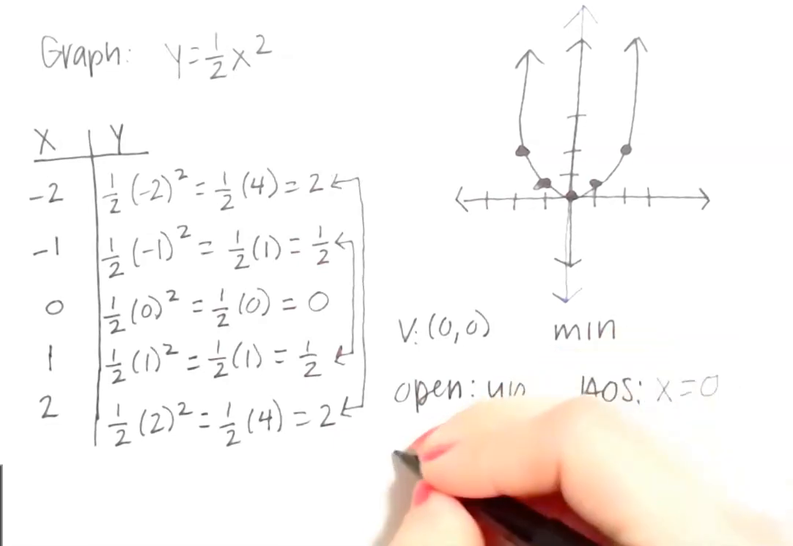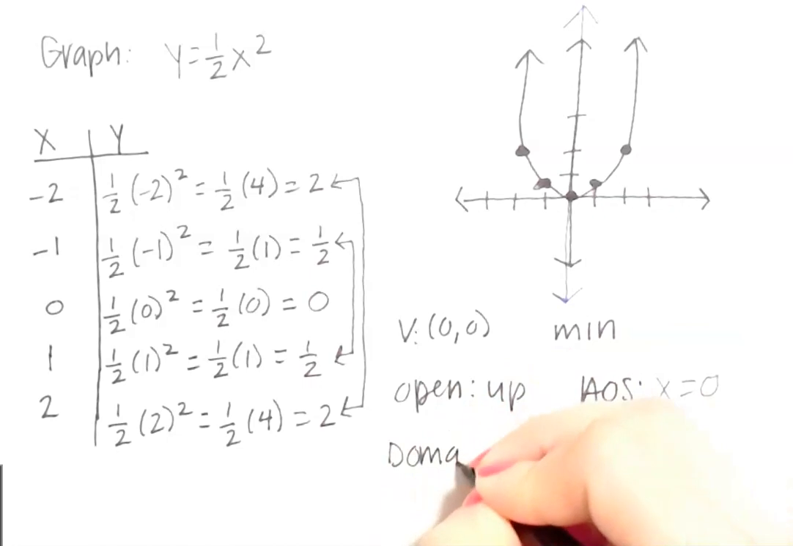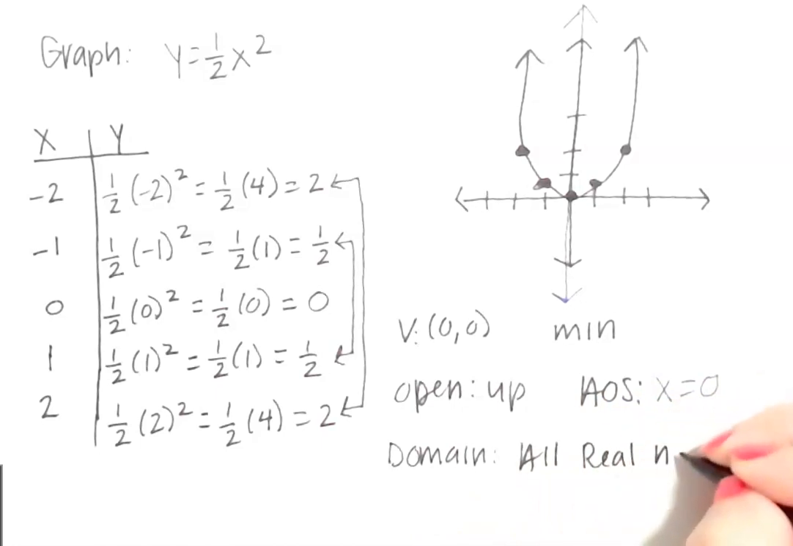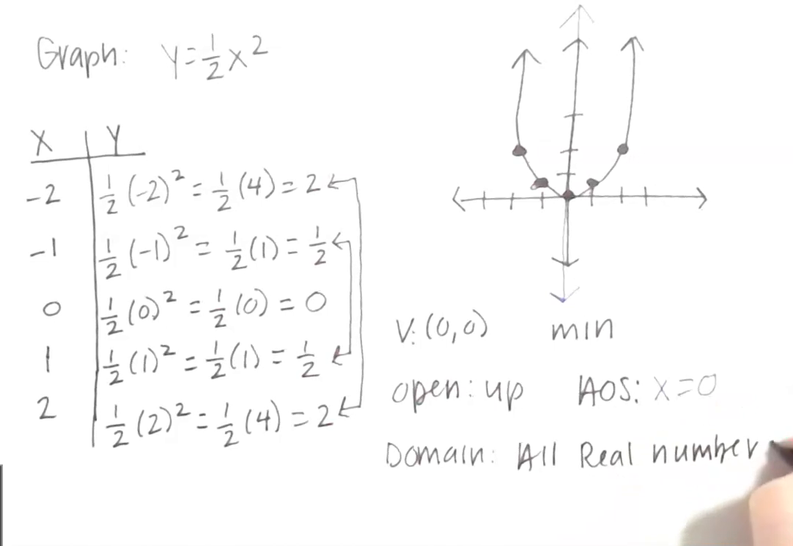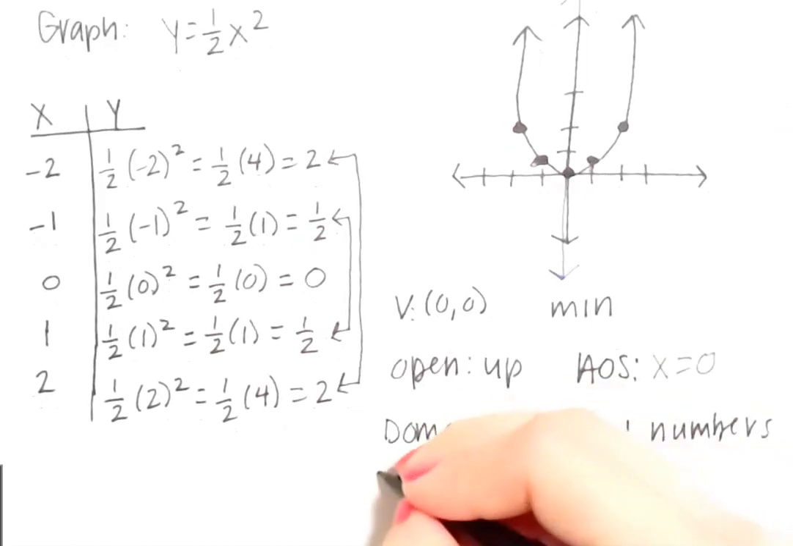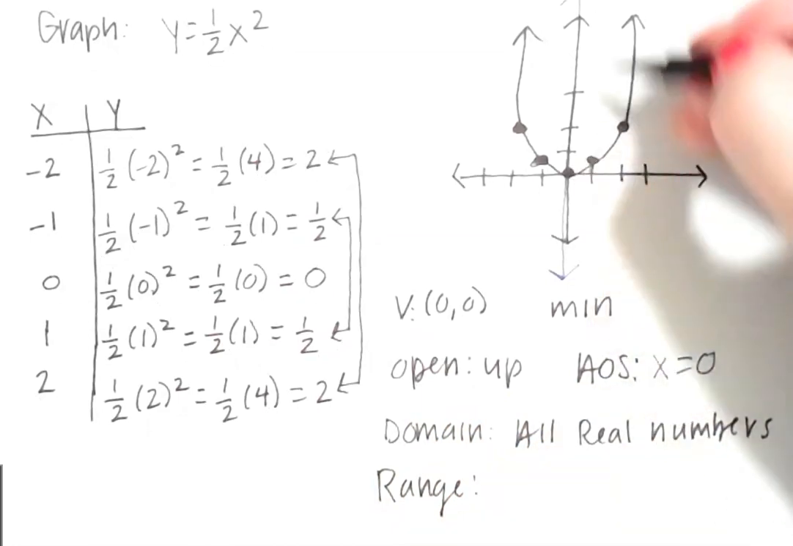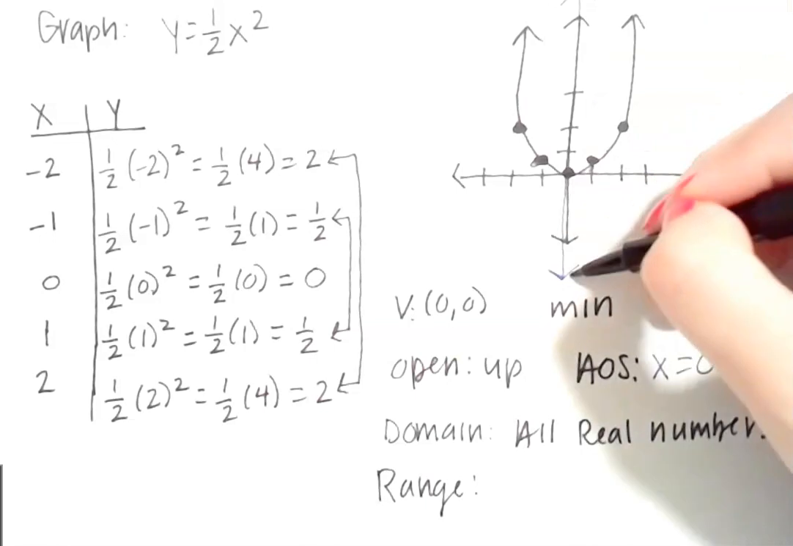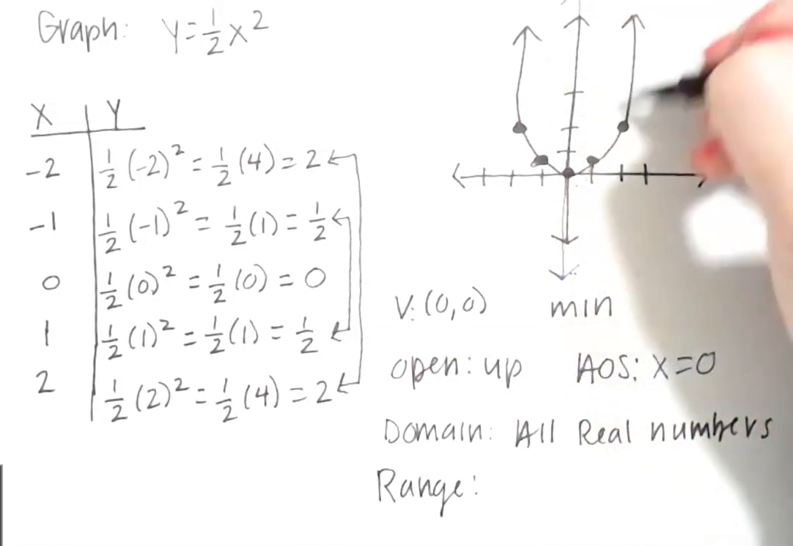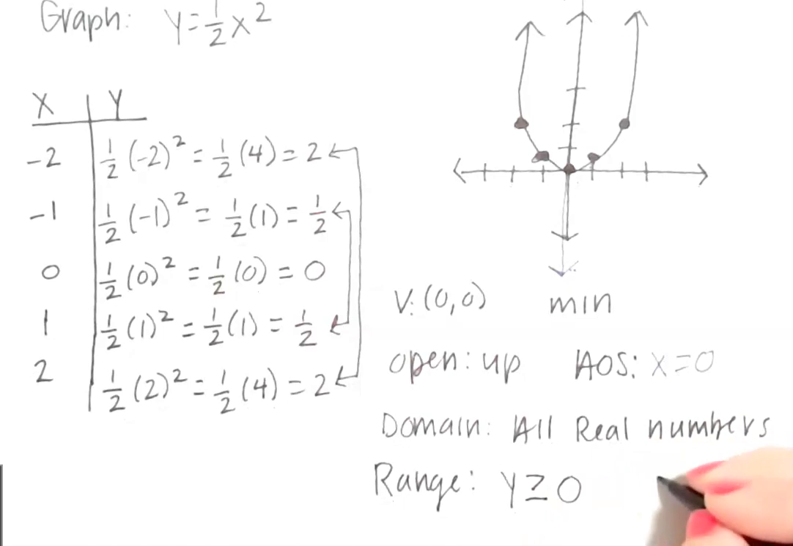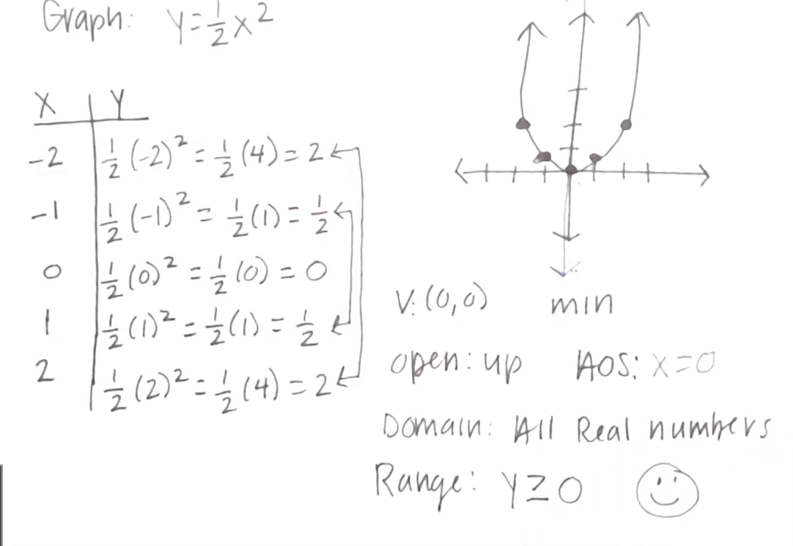Then our last two questions are domain. Remember, our domain is always all real numbers. And then our range. So we're thinking, is my graph happening above 0, or is my graph happening below 0? It's all happening up here, right? So I want y values that are greater than or equal to 0. Woohoo! We did it.